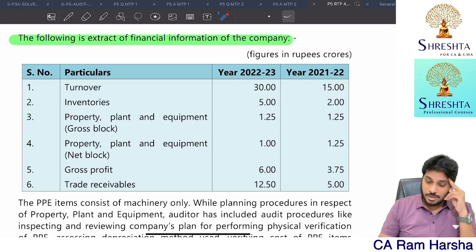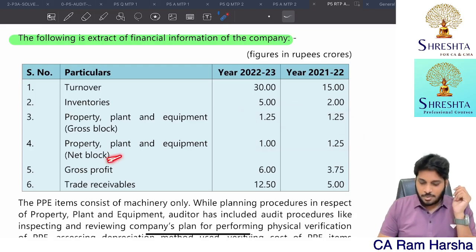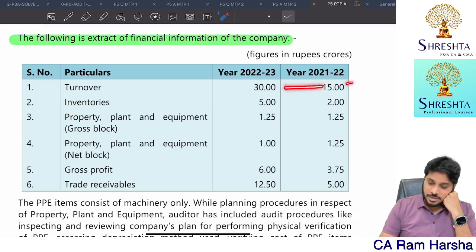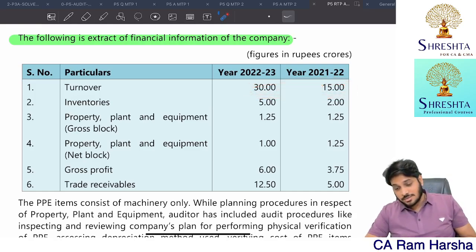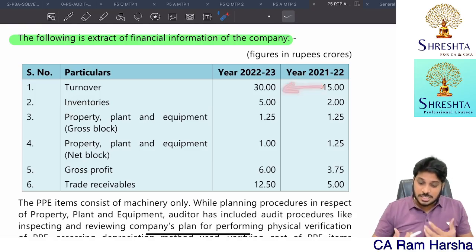If you observe, plant and machinery is the same. Net block value has been reduced because of depreciation. The gross block value is the same, which means there are no additions during the year. But the turnover of the company has doubled. So there is a high risk involved in this company. With the same plant and machinery capacity in last year and current year, how can the turnover be double?